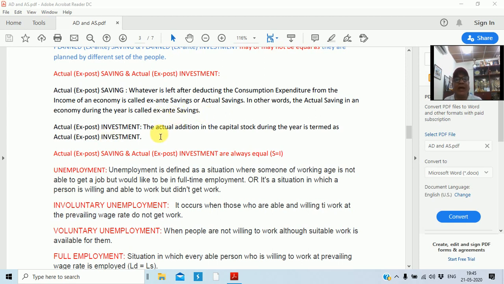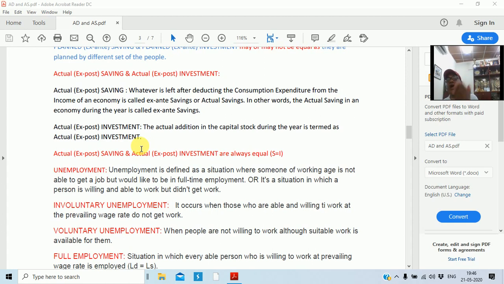And at the same time, the actual addition in the capital stock. Initially, you plan that this much capital goods you are going to produce. What is that? Ex-ante investment. At the end of the financial year, you will know what is the actual addition in the capital stock. That actual addition is known as ex post investment. And in the economy, how much actual investment will you make? You will make actual investment equal to actual savings.